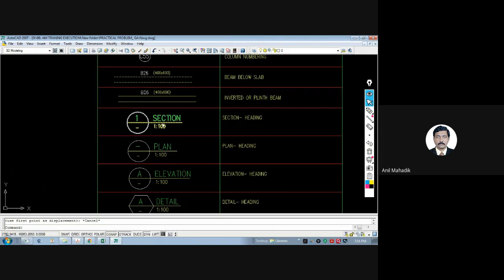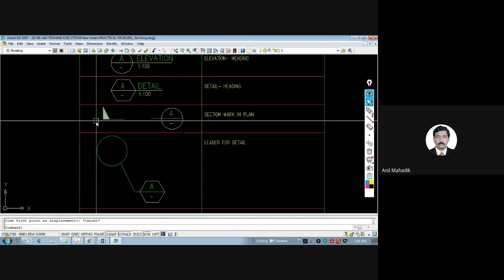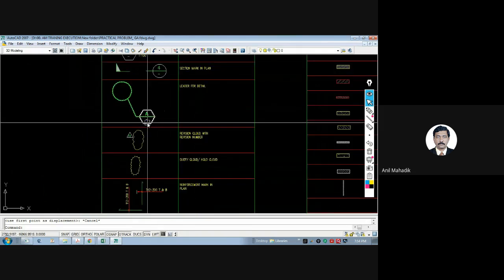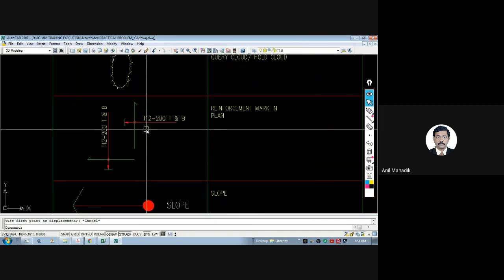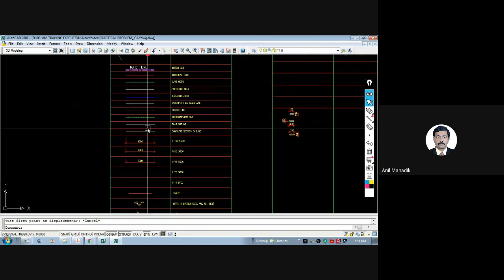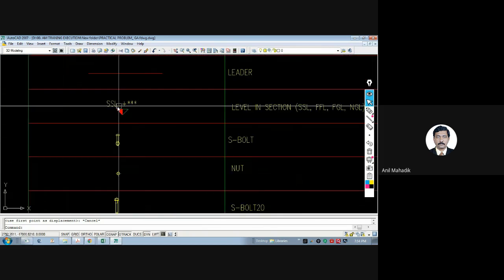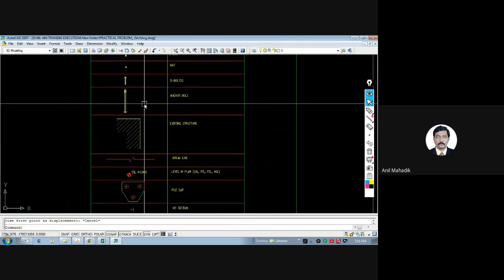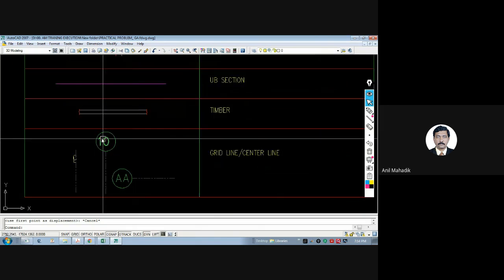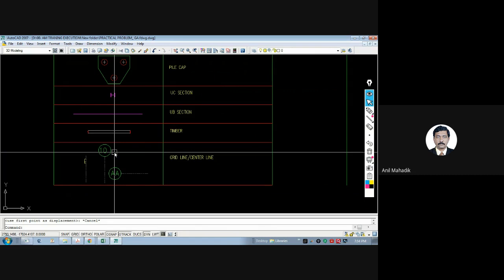Then there are these detail names: section, plan, elevation, detail. Then section mark like this: section 1.1, section 2.2, or section 4.4. Then details, clouds. Then we have dimensions given for reinforcement. Then there are dimensions for 1:100 scale, 1:50. Then level marks, bolts, break line, levels. So all details and grid lines also are given in here. You can directly copy this and paste wherever you want, or you match it.